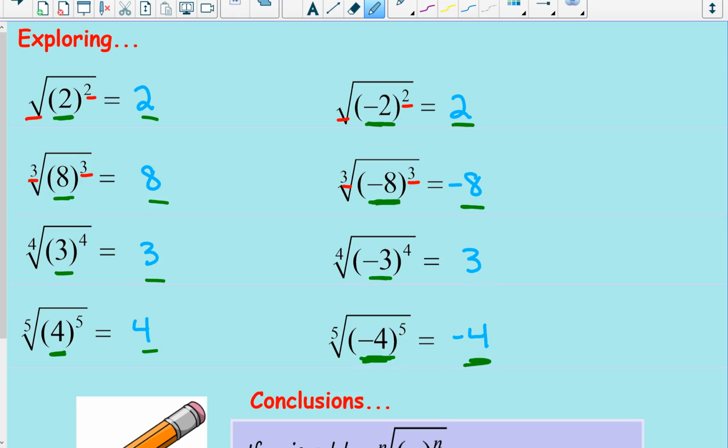But if you have an even power with a negative number in there, you put your negative number in there, you raise it to an even power, now you have a positive. Take an even root, you have a positive.